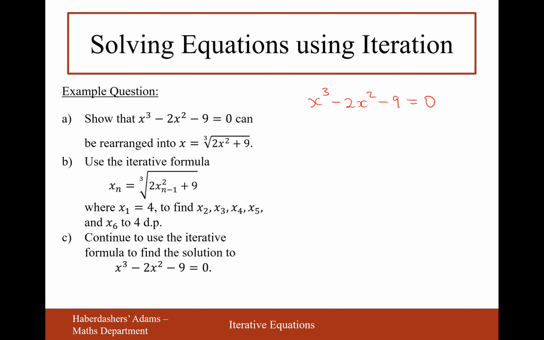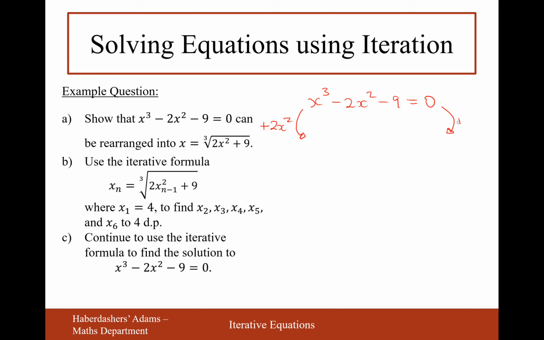So start off with part A, which is the rearrange one. It looks like we're using a cube root here. That's what this little 3 means here. So I'm going to have to cube root this x cubed eventually. And it looks like the 2x squared has gone from negative to positive, and the minus 9 from negative to positive on the other side as well. So the first thing I'll do is I'll add 2x squared.